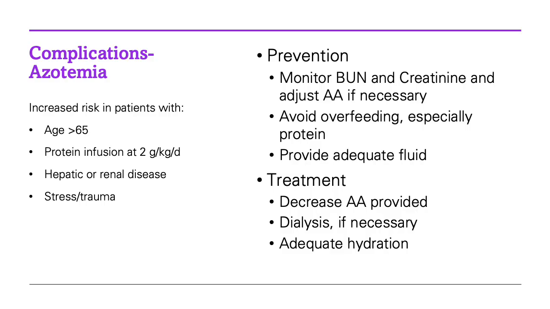The complication of azotemia is an increased risk in patients who are greater than 65 years of age, if they have a protein infusion at 2 grams per kilogram per day, if they have hepatic or renal disease, or those with stress and trauma. Prevention: we want to monitor BUN and creatinine and then adjust the amino acids if necessary. We want to avoid overfeeding, particularly the protein, and make sure that we're providing adequate fluid. Treatment would be decreasing the amount of amino acids that we provide. We can do dialysis if necessary, and then once again, adequate hydration.